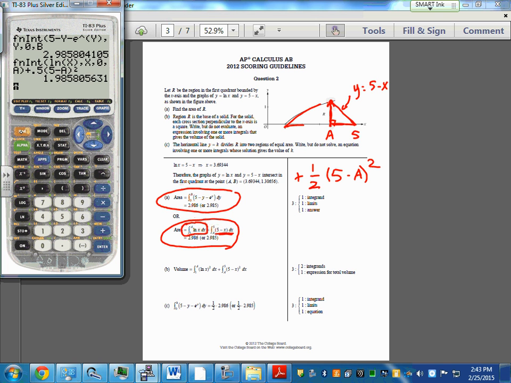Look at the lower limit. The lower limit was 1, not 0. So let's change that back to 1. Then we should be okay. Yeah, sure enough. Okay, so sorry about the misread there.